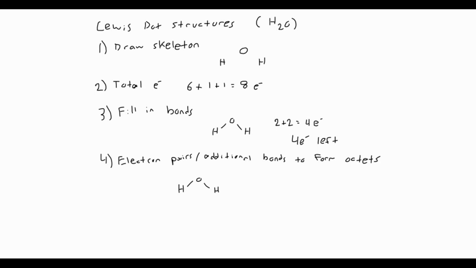So that means we have to have electron pairs somewhere, right? Those are going to be on the oxygen. We have 4 electrons left. We can put 2 electron pairs around that oxygen to make a full octet. That oxygen now has 2 electron pairs, that's 4 electrons, plus 2 from each bond. That makes a total of 8, and that's a full octet for the oxygen. And then full duets for the hydrogens. So this is our full Lewis dot structure for water.